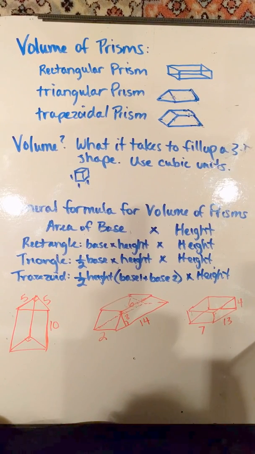Hi everyone. I'm going to talk a little bit about volume of prisms right now. So first let's try to understand the different types of prisms. A prism basically is a 3D shape.